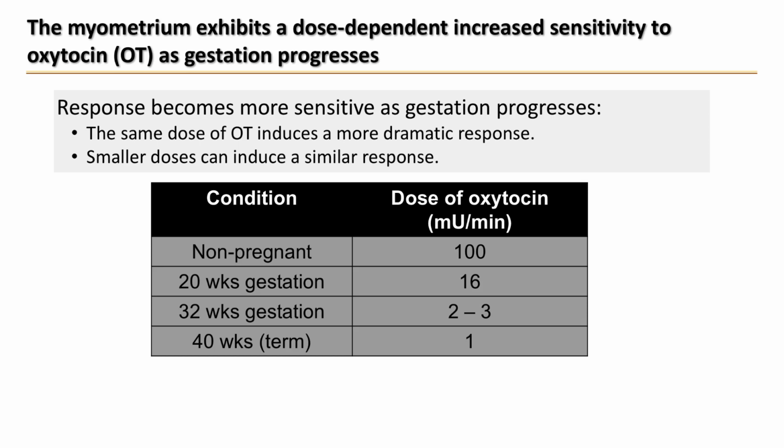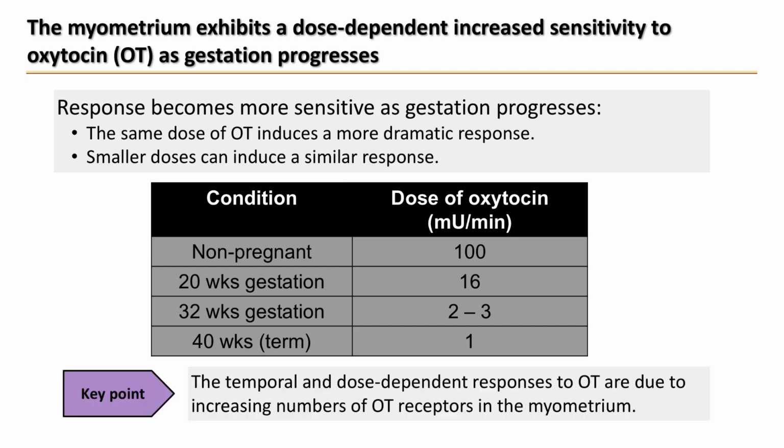Recognize that it's not just the concentration of oxytocin that's important for parturition, but it is also time-dependent due to the upregulation of the oxytocin receptors. And this leads to a dramatic dose-dependent response throughout gestation. As noted in the table, the non-pregnant dose of oxytocin required to induce contractions is 100 milliunits per minute. Looking at the term uterus, or approximately 38 to 40 weeks, it takes 100-fold less, or 1 milliunit per minute, to cause the same dramatic contraction of the uterine body.